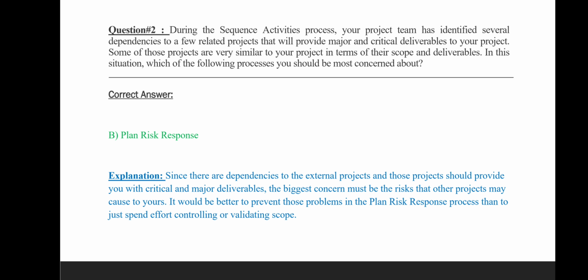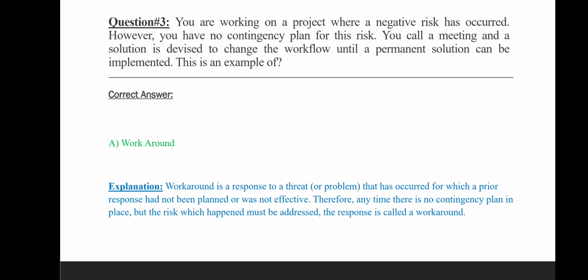It would be better to prevent those problems in the plan risk response process than to just spend effort controlling or validating scope. This is a planning project management process, and you have to prepare plan risk response for such type of problems. Otherwise, if a risk happens, then I have to control, I have to validate, and so on. That will go to another project management process, which is not related to this question. Therefore the correct option is plan risk response.